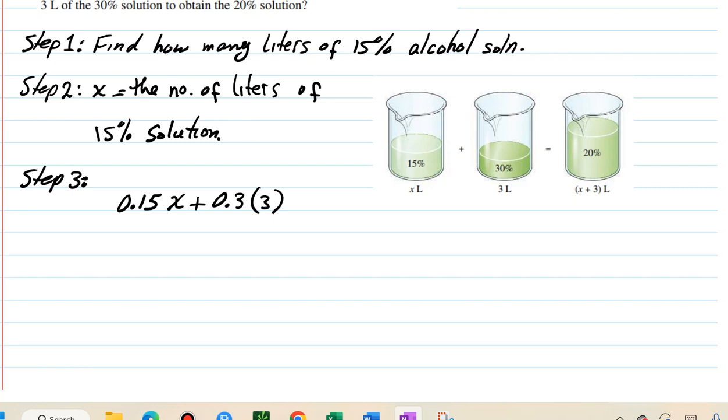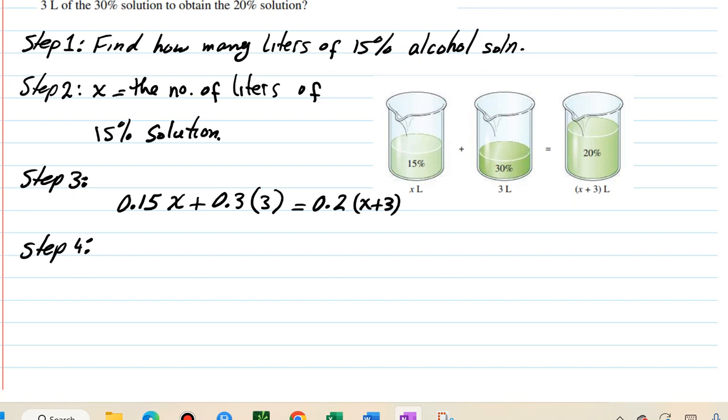So this would be liters of pure alcohol in the 30% solution. And that total should equal the mixture that we want, that's liters of pure alcohol in the 20% solution, which is going to be x plus 3. So the first one plus the second one equals the final mix. We're not draining anything. If we were draining something, then we would have subtraction, but we are adding. So here's our key equation, by the way.